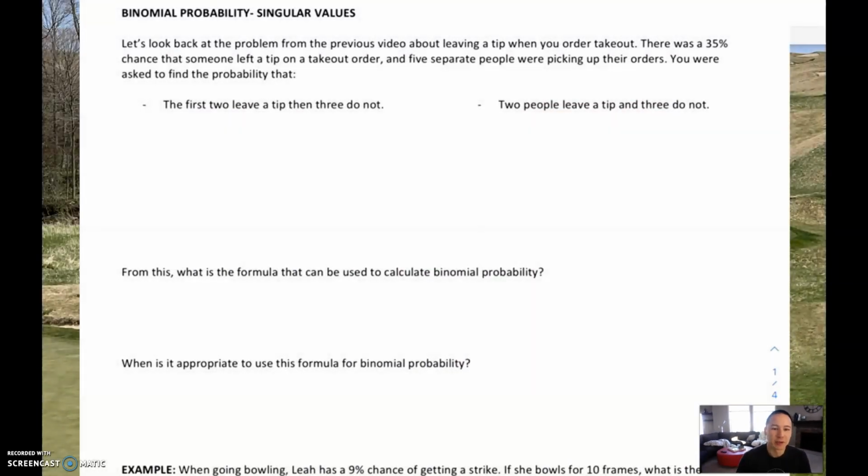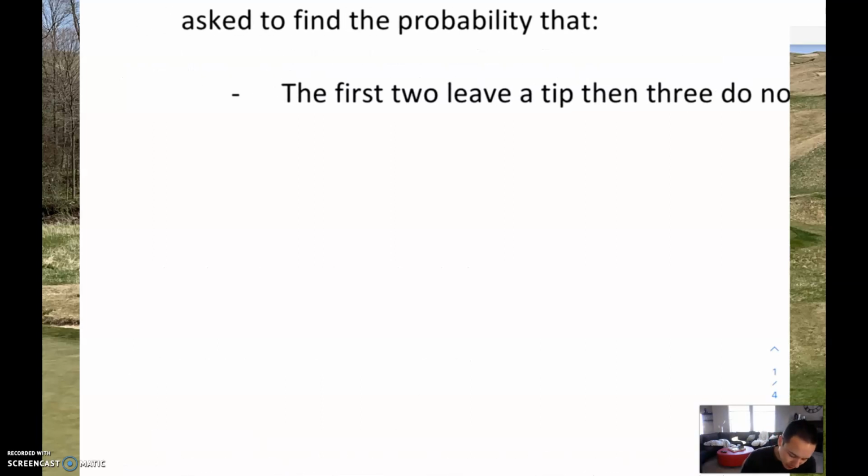So let's just take a look back at the last problem that we were looking at about leaving a tip when you order takeout. So we had a hypothetical situation where there's a 35% chance that any person leaves a tip on a takeout order, and we had 5 people picking up their orders. And you were asked to find 2 different probabilities. One, what's the chance that the first 2 leave a tip and then the next 3 do not? And that one was simple enough.